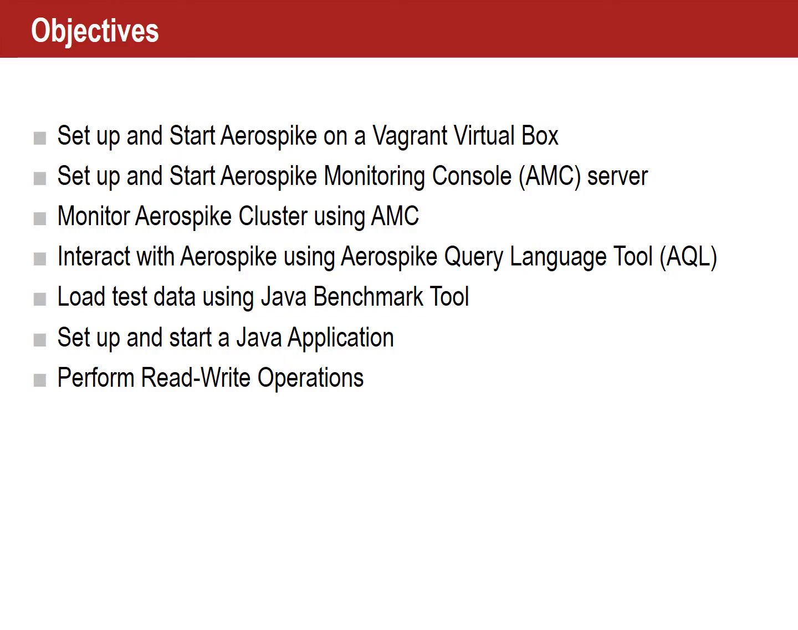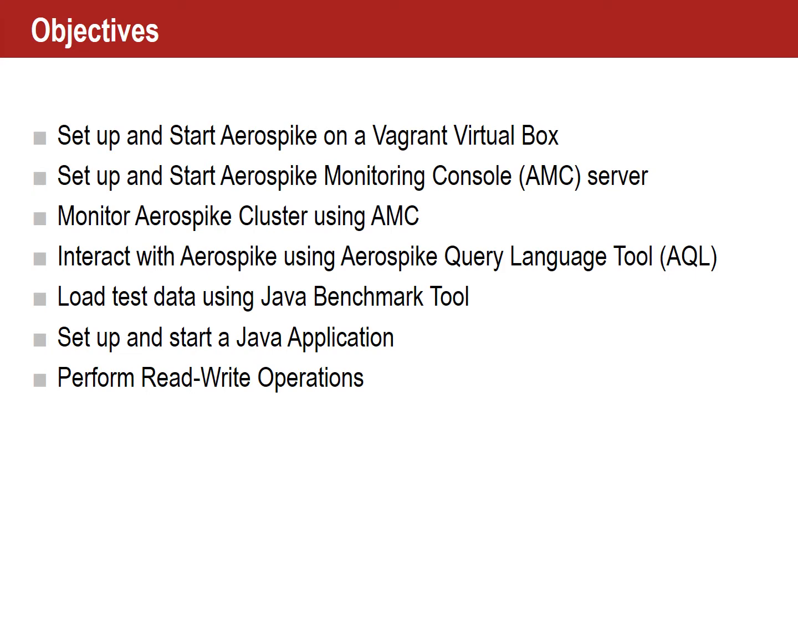In this tutorial, we will first download and install Vagrant and VirtualBox on your local machine, and then set up and start Aerospike as well as the Aerospike Monitoring Console server. We will monitor the Aerospike cluster using AMC and then interact with it using the Aerospike Query Language tool, or AQL, which can be used to insert individual records and also explore the state of the database.